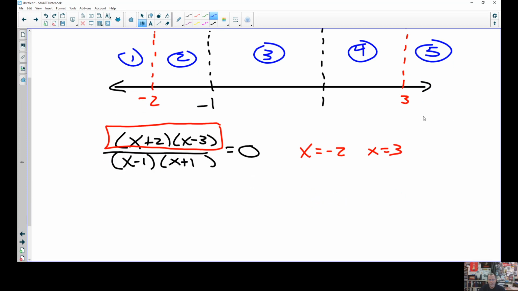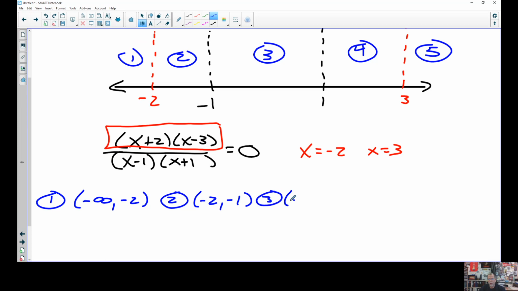So let's do this. Let's write them out. First one is going to be from -infinity to -2. The second one is going to be from -2 to -1. The third one is going to be from -1 to +1. And the fourth one is going to be from 1 to 3. And finally, the fifth region is from 3 to +infinity.